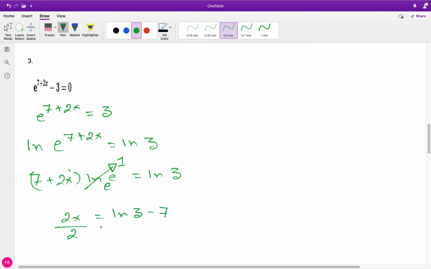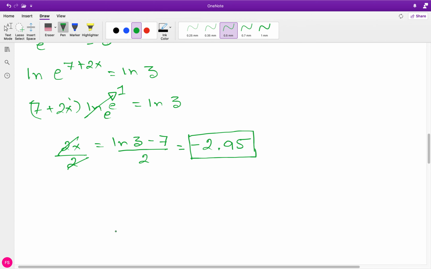Then I'm going to divide both sides by 2. This side, you can cancel out the 2's. So I just have x equals ln 3 minus 7 over 2. You can put it in the calculator and you will get something around negative 2.95. So this is my answer for number 3.